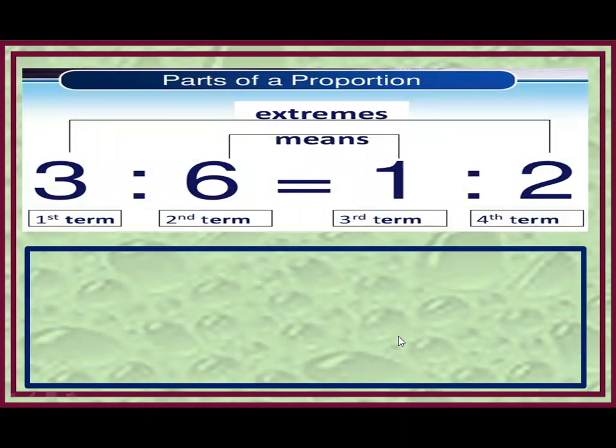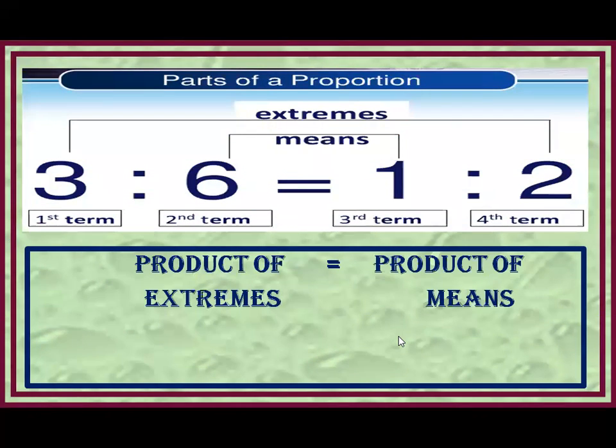To check whether two ratios are proportion, you have the formula: product of extremes is equals to product of means. So what is this extremes and means? Here two ratios are compared. So when you compare two ratios, the innermost numbers are called as means and the exterior numbers are called as extremes. So here they say product of extremes is equals to product of means. So 3 into 2 is equals to 6 into 1, which is 6 is equals to 6. If the product of extremes is equal to the product of means, then the ratios are in proportion.